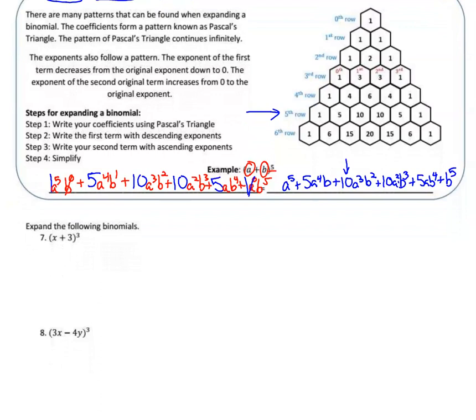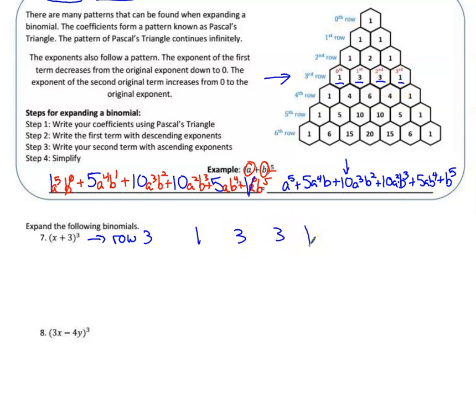Number 7, x plus 3 to the third. That means we're looking at row 3, which is technically the 4th row down, because remember we start with row 0. So row 3 is this row. If you look at just the coefficients, they are going to be 1, 3, 3, and 1.